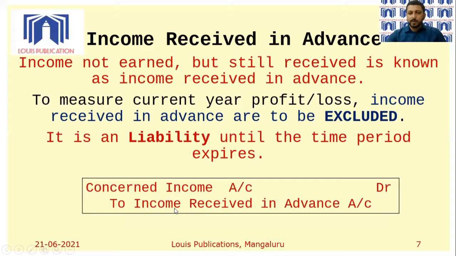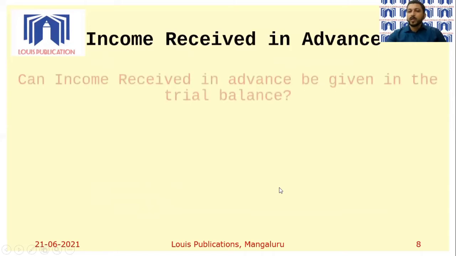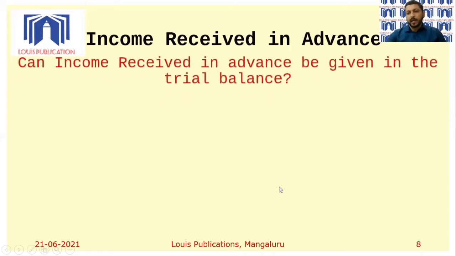So how do you remember this? Income received in advance is a liability, and all liabilities show credit balance. So income received in advance account will be credited and the concerned income will be debited. Understand this. Now moving further, can income received in advance be given in the trial balance? This is the question. Once again, the answer is yes.